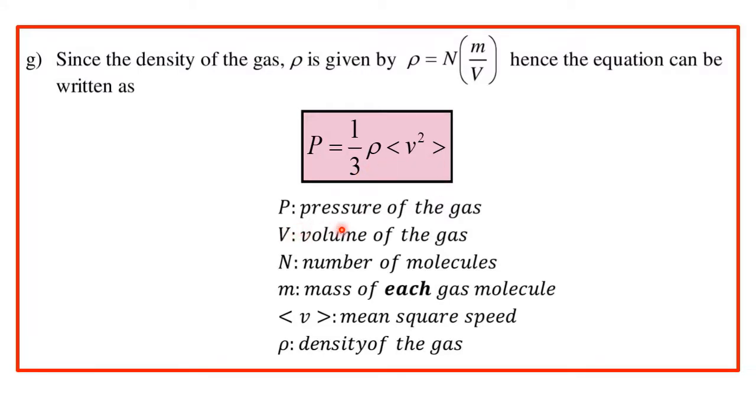Okay, P is pressure of the gas, should be in unit Pascal or Newton per meter squared. V is volume of the gas, should be in unit meter cube. N is number of molecules, and M is mass of each gas molecule, should be in unit kilogram. And then this one is mean square speed or mean square velocity, and then this is the symbol rho. It is the density of the gas, and the unit should be kilogram per meter cube, kg m -3.